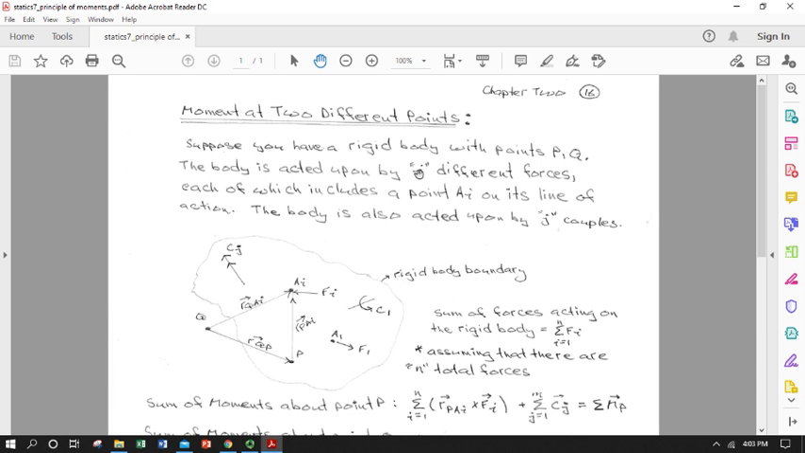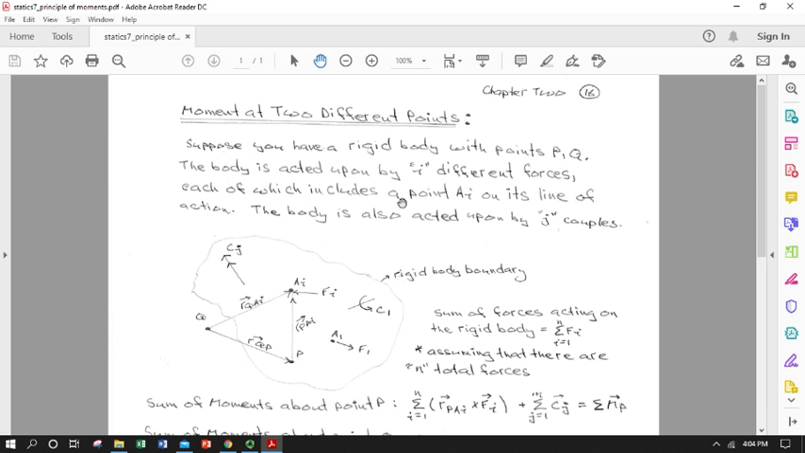So we're going to use summation notation to represent the sum of a bunch of different things. So we're going to use the subscript I to note which force or couple we're talking about. So F sub I summed over I going from 1 to 5 would mean F1 plus F2 plus F3, etc. So that's what that notation is. So we have I different forces.